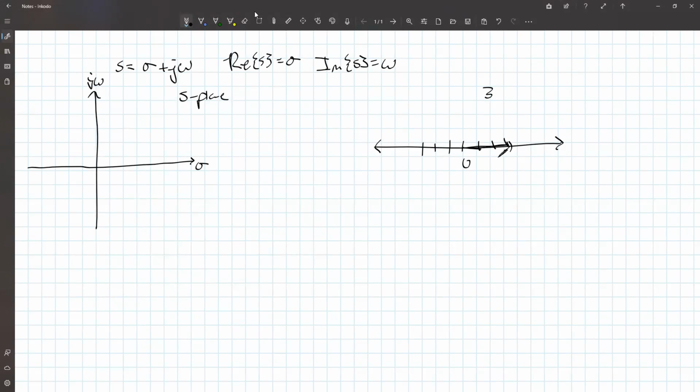And just for the sake of the exercise, we can say that S is equal to 3 plus j4. I come out 3 going this way. Now I'm at the real part of 3 on the real axis. And 1, 2, 3, 4, here's j4, right? So I put a mark there, and then here's my complex number. You can kind of treat it like a vector or phasor.